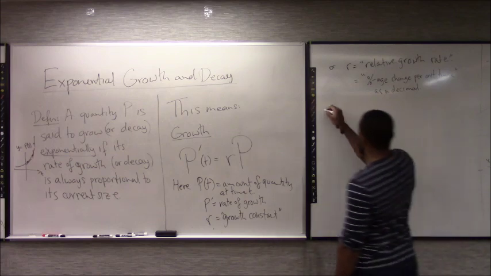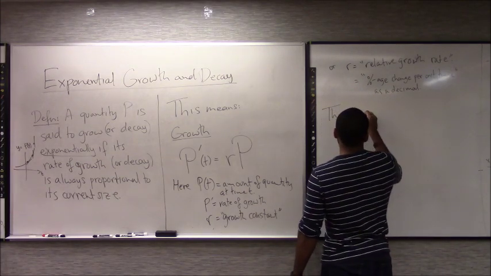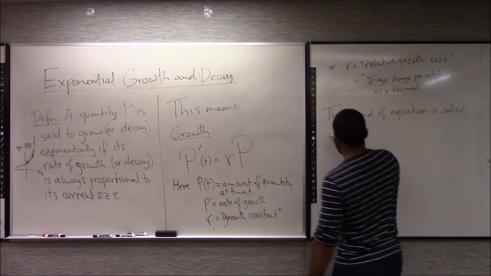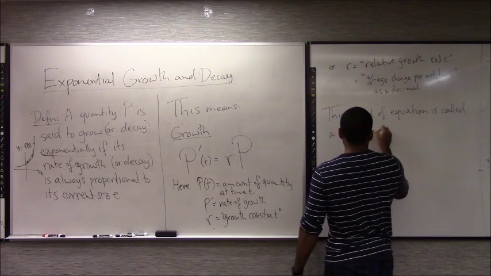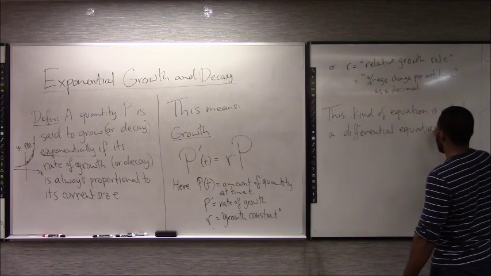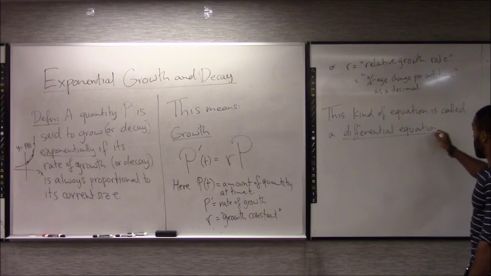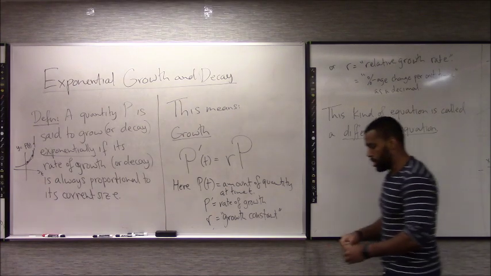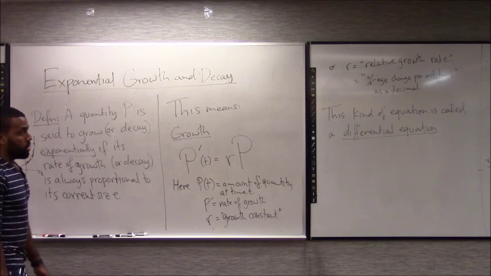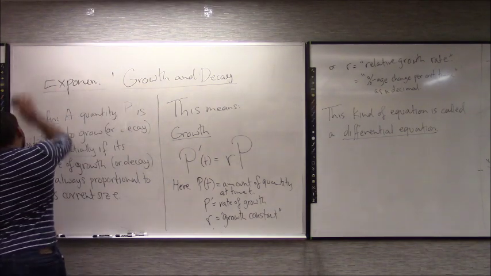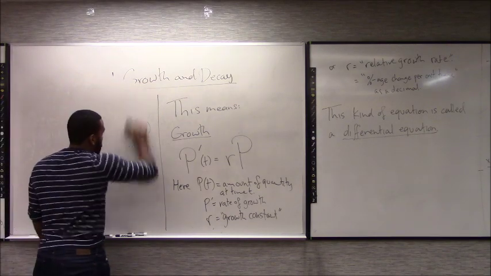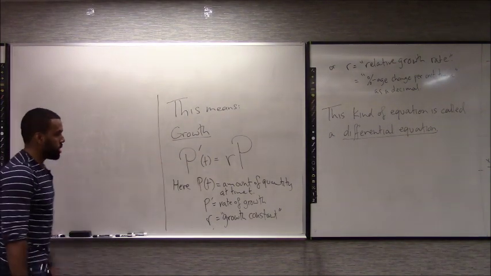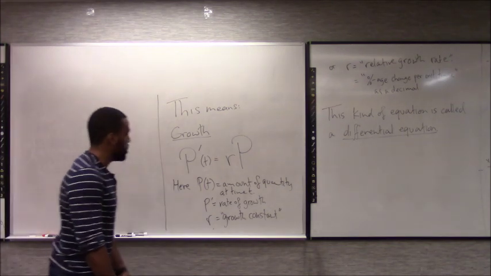That's that. This kind of equation is called a differential equation. It's called a differential equation for the simple fact that there is a derivative in the equation. It's an equation that contains the derivative of some dependent variable. And so that's called a differential equation. There is an entire class called differential equations, and then there's a class after that called partial differential equations that you could take here and many other places that studies nothing but equations that look like that. But we are going to study this particular one.